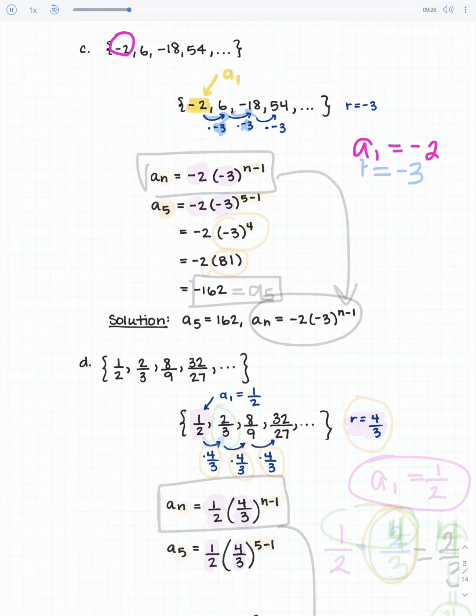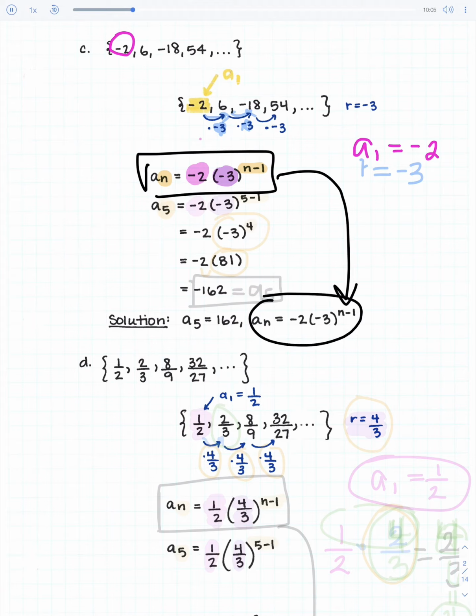Now we can do our general formula pretty quickly. Remember, the general formula starts out with taking the first term, which is -2, and multiplying by the common ratio, which is -3, and then raising it to, if we're looking for n, 1 less than that, n minus 1. That's our equation for a general nth term. That would help us find any term that we want.